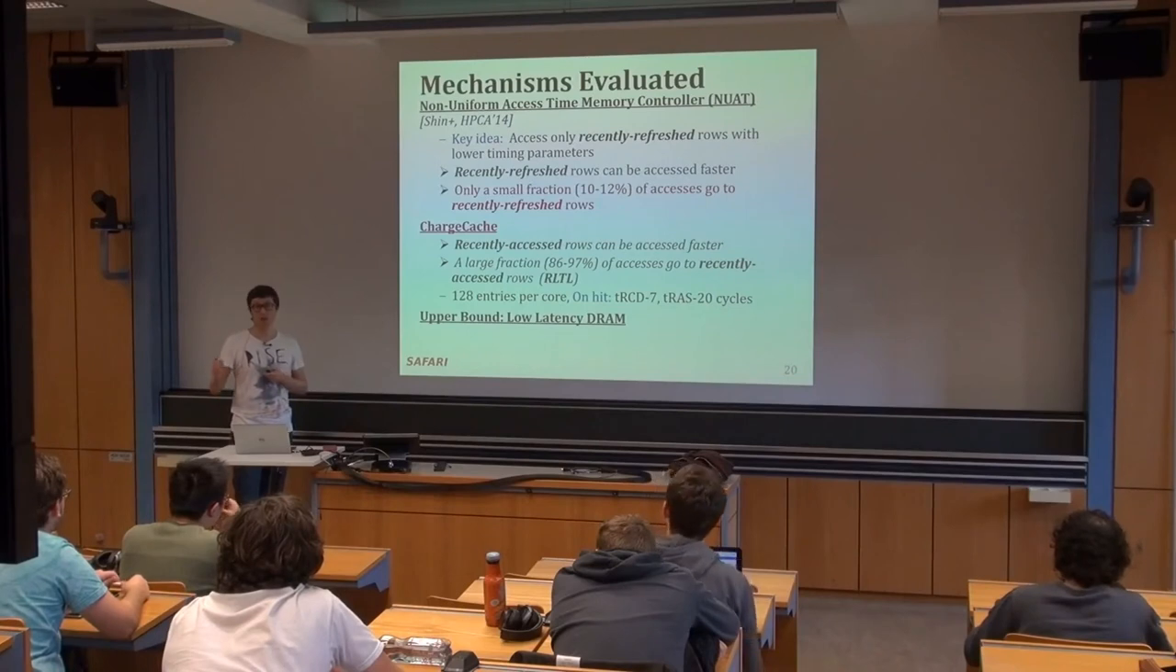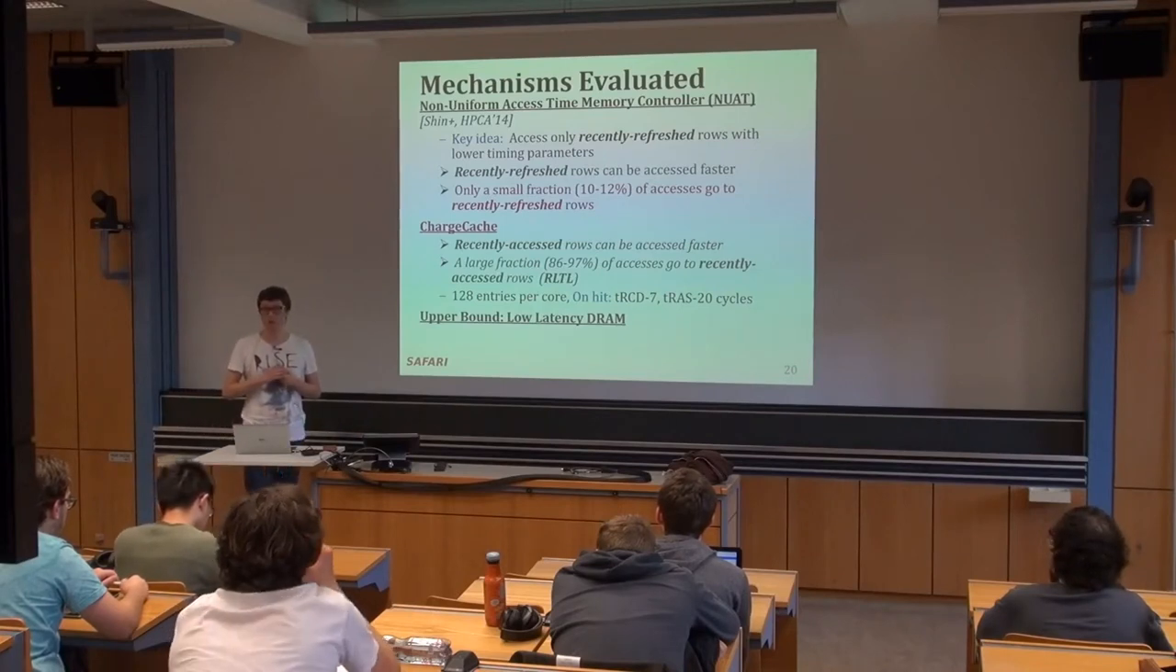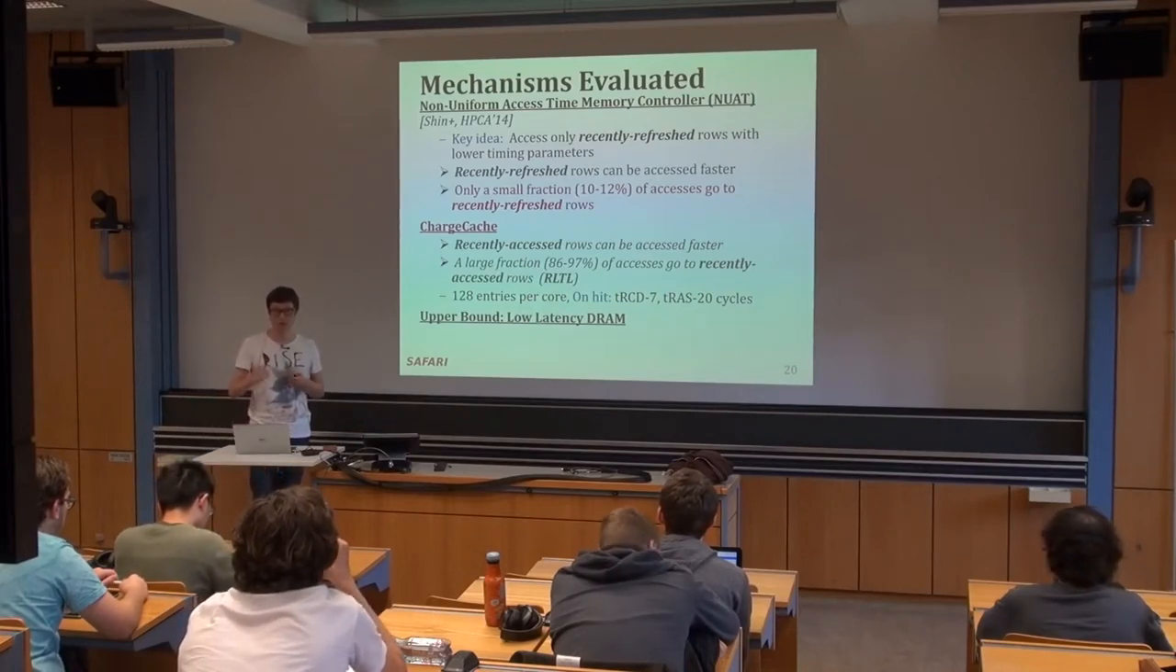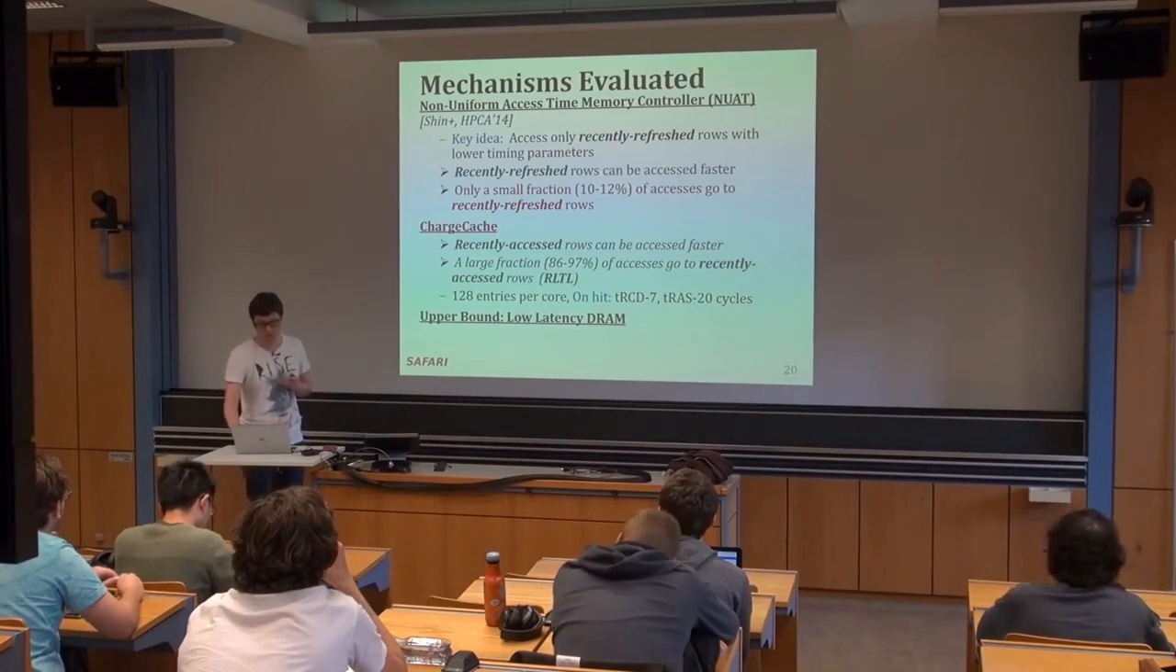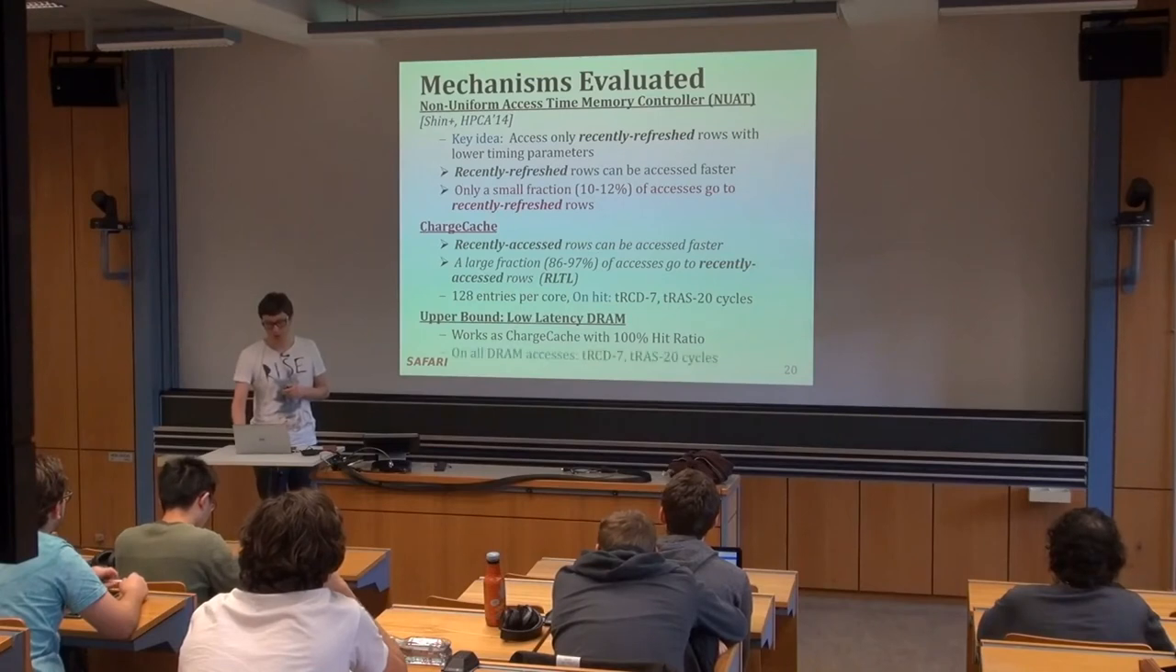So this is basically a 100% hit rate on this table, right? So basically, we always use those parameters. And we do that to see the potential, right? So if you can perfectly detect the highly charged rows and exploit them perfectly, this is the upper bound you can get. This works as a ChargeCache with 100% hit ratio.